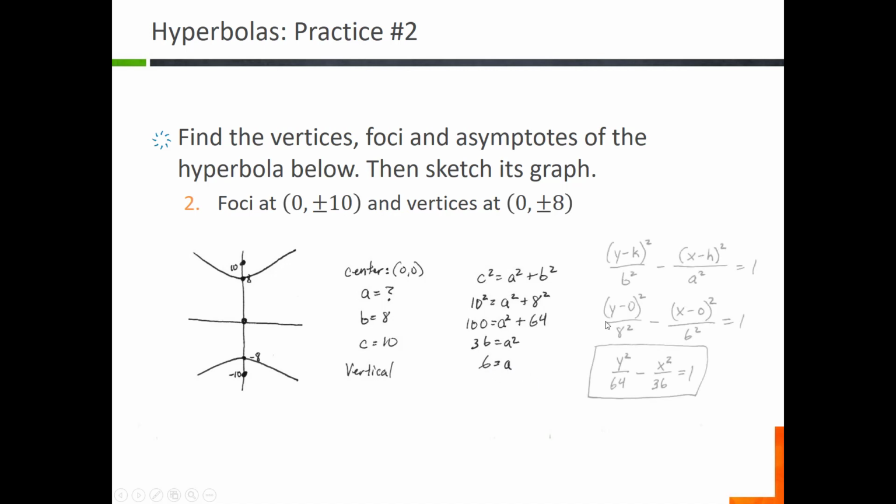So that's all we need. Because this was a vertical ellipse, I know it's going to be y squared first, then minus the x squared. We plug 0, 0 in for the h and the k, because that was our center. B, in this case, is 8. So we get y squared over 64 minus, and then a was a 6, so minus x squared over 36 is equal to 1.